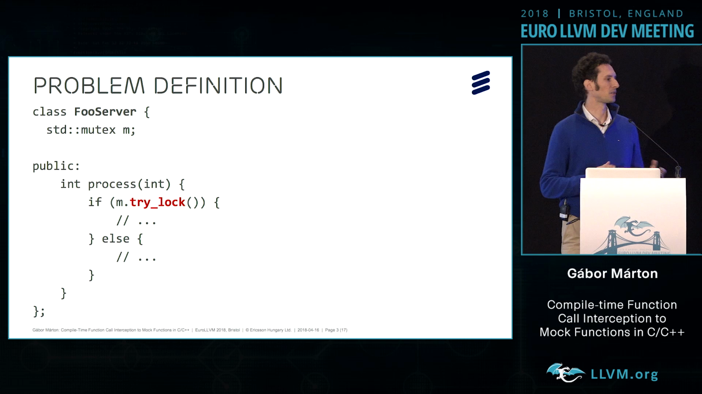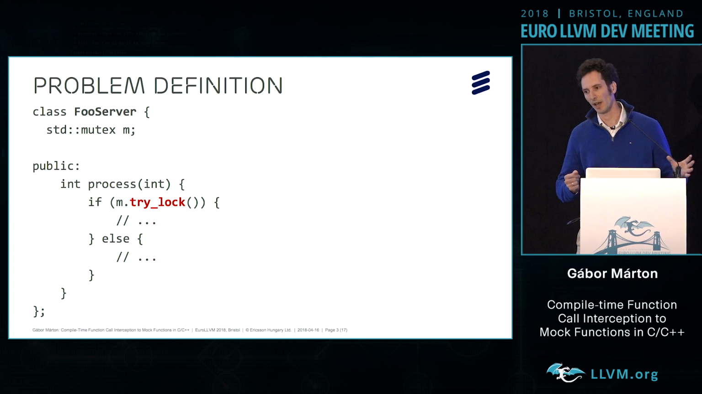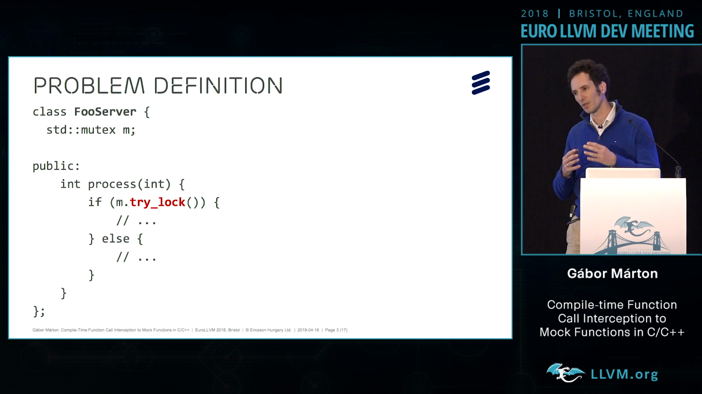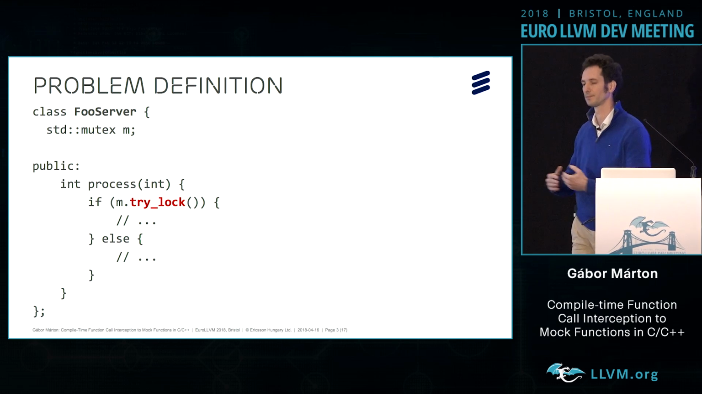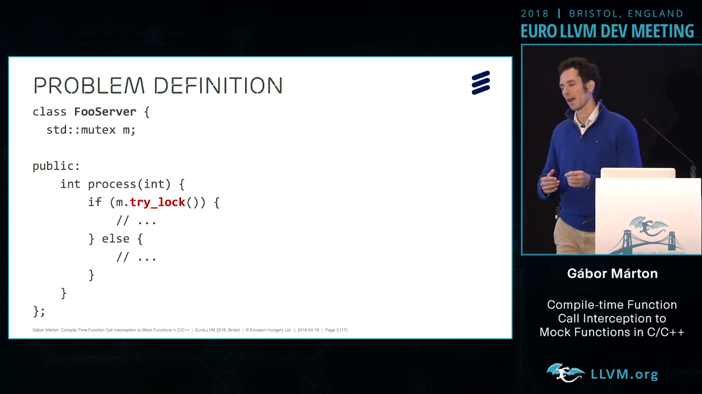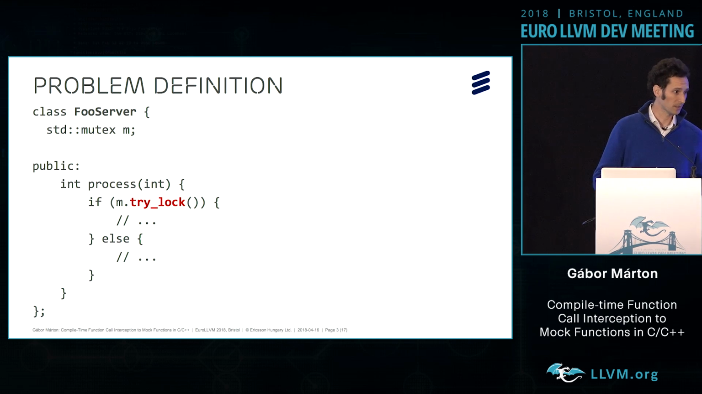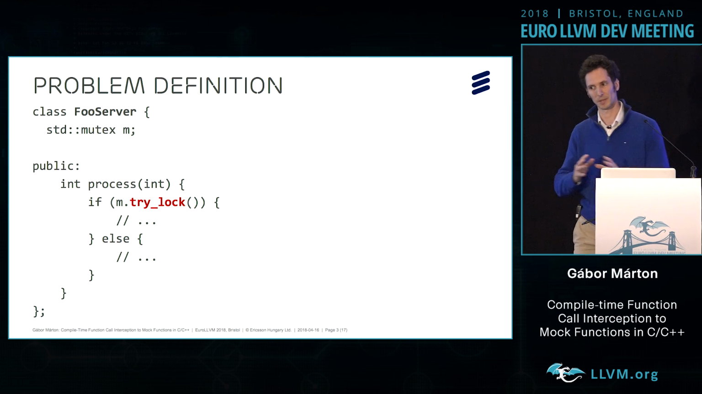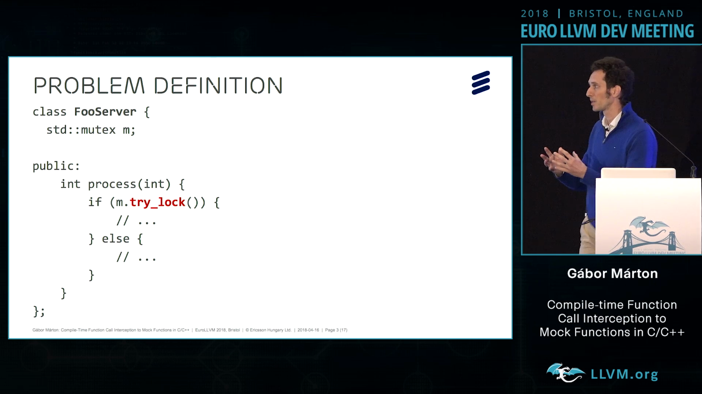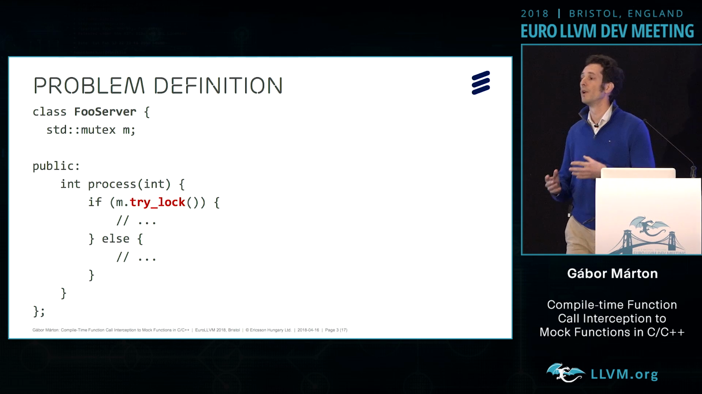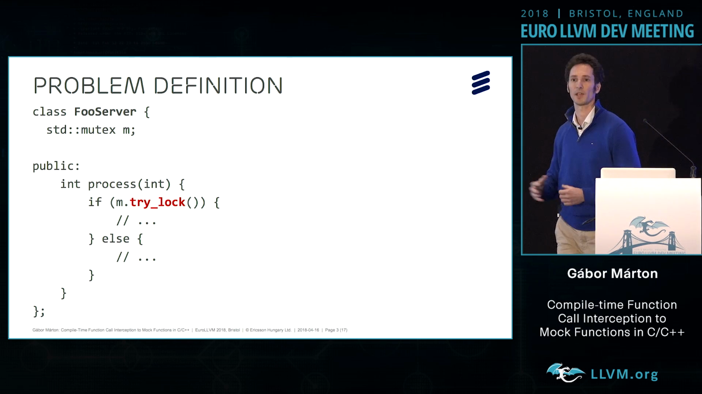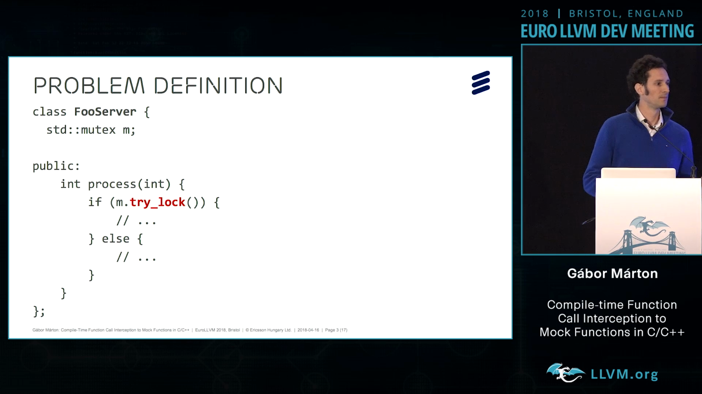So imagine that you have a simple server class. This class really handles requests in multiple threads. And for some reason, we have a mutex to synchronize between these threads. If we can acquire a lock on the mutex, then we will do something. Otherwise, we will do something else. And this behavior might be really important, so we want to write tests for it. How could we achieve that?